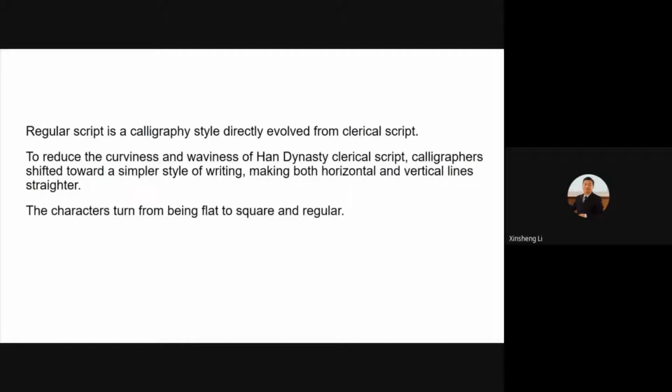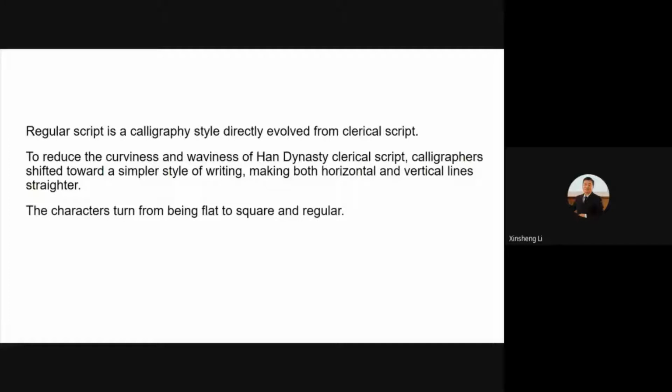Regular in regular script: to reduce the curviness and waviness of the Han Dynasty clerical script, calligraphers shifted towards a simple style of writing, making both horizontal and vertical lines straighter. Thus, it evolved into the regular script.